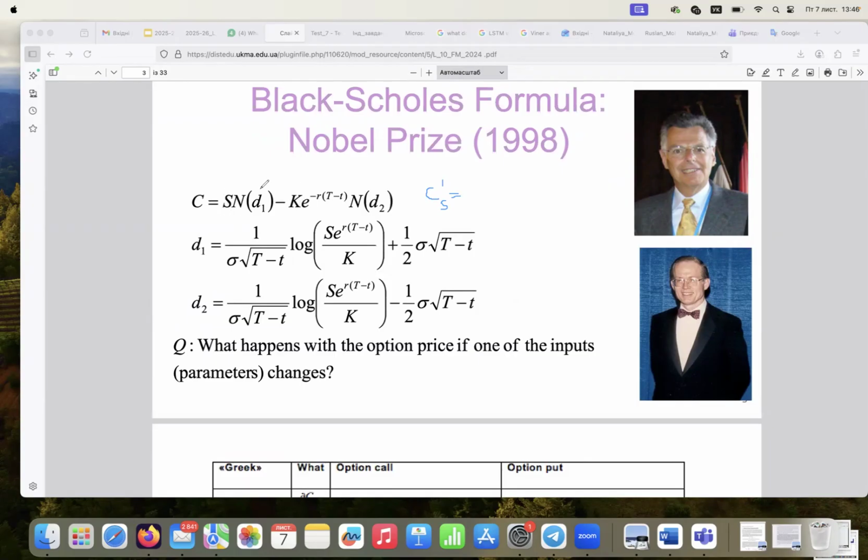So if we would like to find C with respect to S, how can we find this? It has two terms. The first term is a product, and the first factor depends on S, but the second depends on S too. Do you understand, Sophia? I think yes. Okay.